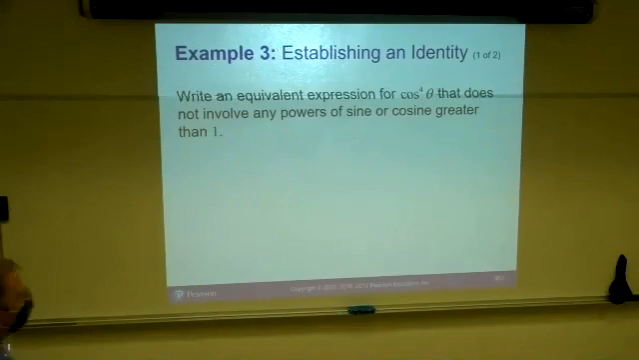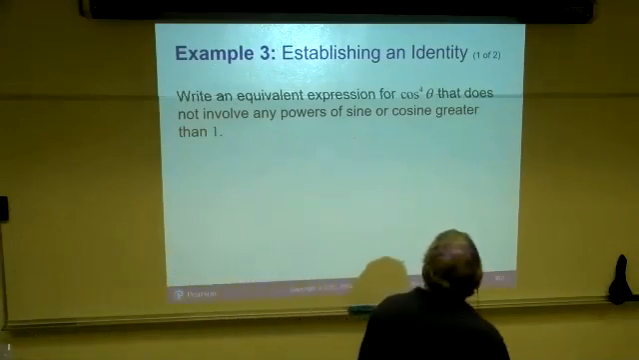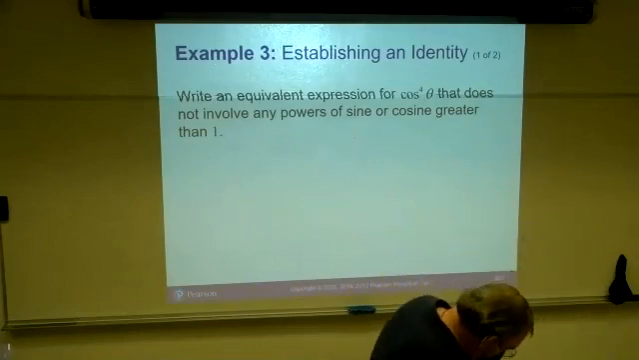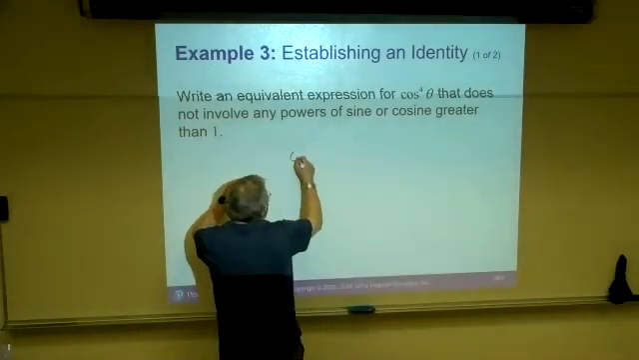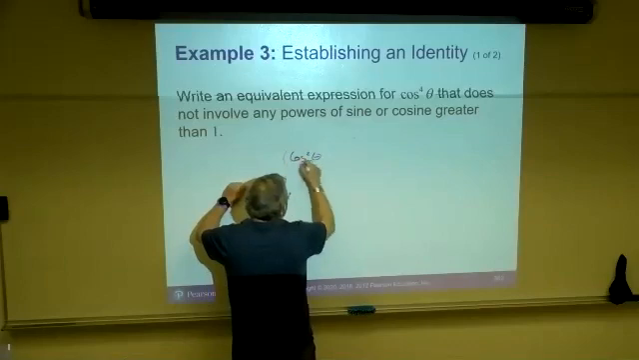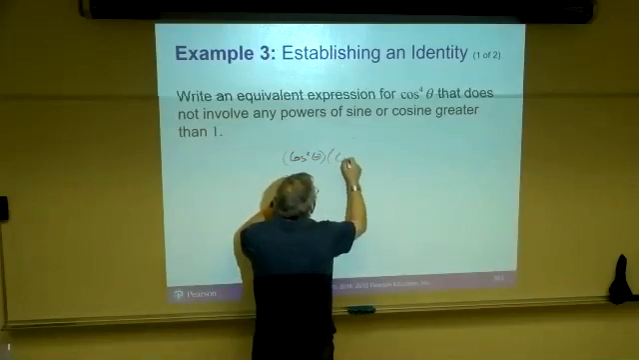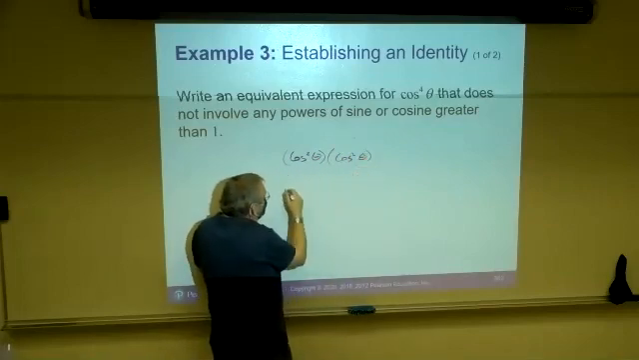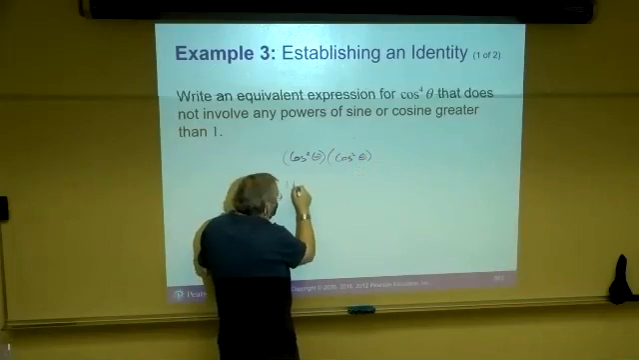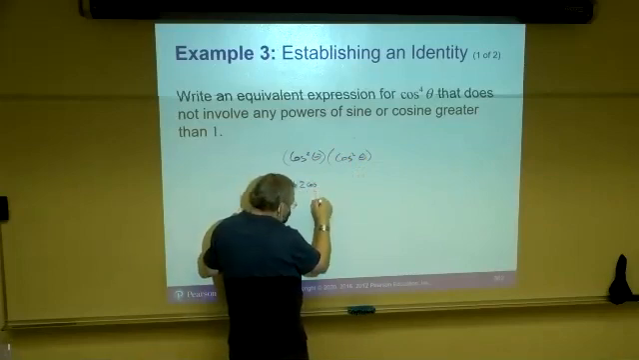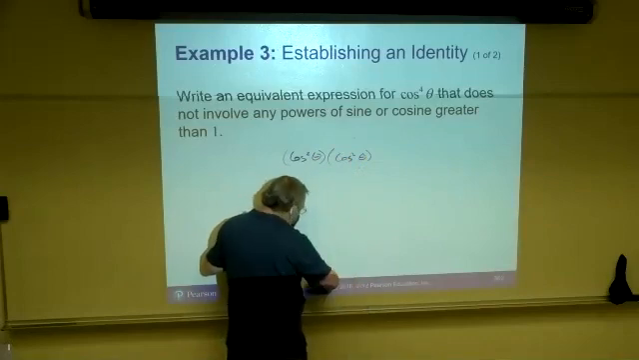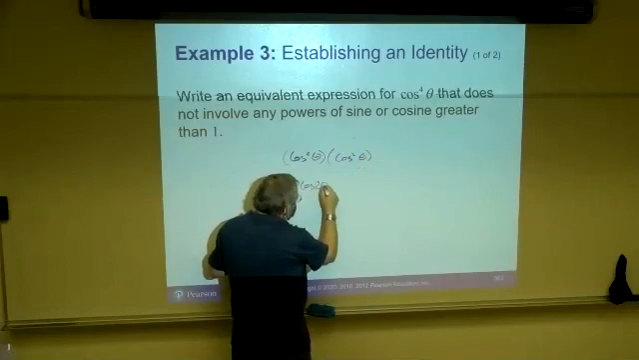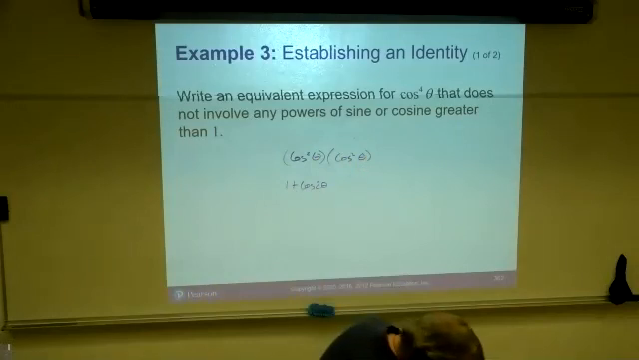So write an expression for cosine to the 4th that does not involve any powers of sine or cosine greater than 1. Okay, so right away I can write this as cosine squared theta times cosine squared theta. Cosine squared theta is 1 plus cosine 2 theta. We just had that, right? That was just on the previous slide.